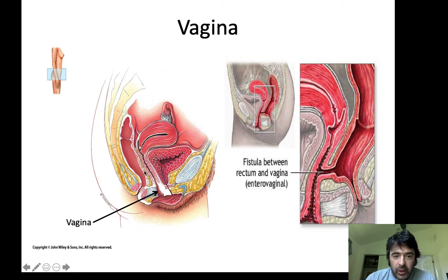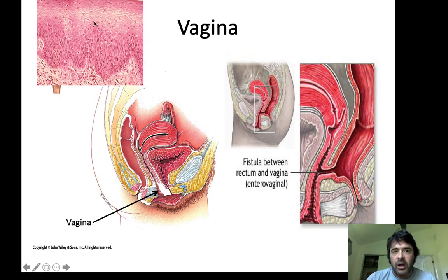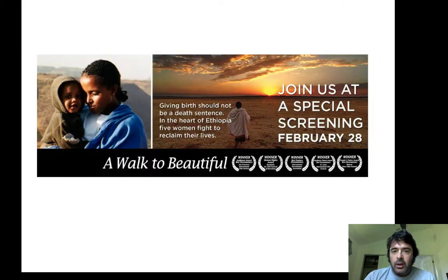If it rips between the rectum and the vaginal canal, you can get fecal matter coming out of the vaginal canal, and it can open this region up for very serious infection. So obstetric fistula is actually a big problem globally, right? And there's a great documentary about it. The vaginal canal is lined by stratified squamous epithelium, by the way, because it needs to be tough because you don't want it ripping. But there's a great documentary about obstetric fistula and just how big a problem it is, the scope of the problem, called A Walk to Beautiful.